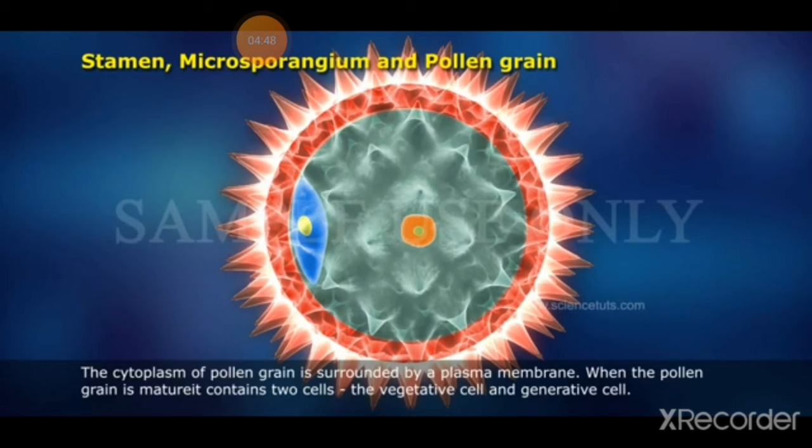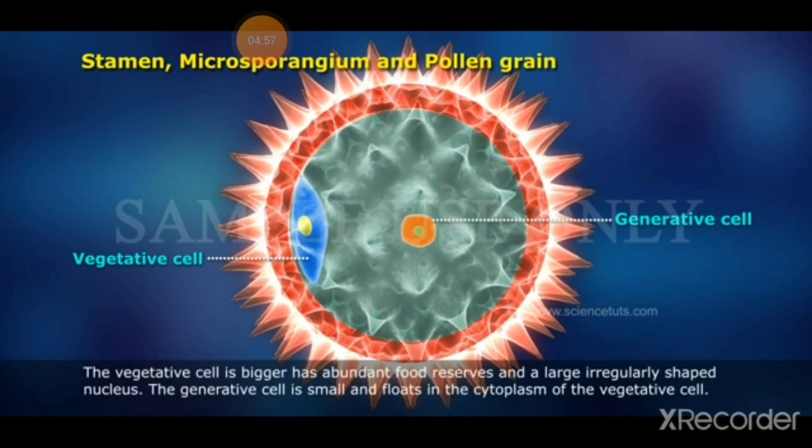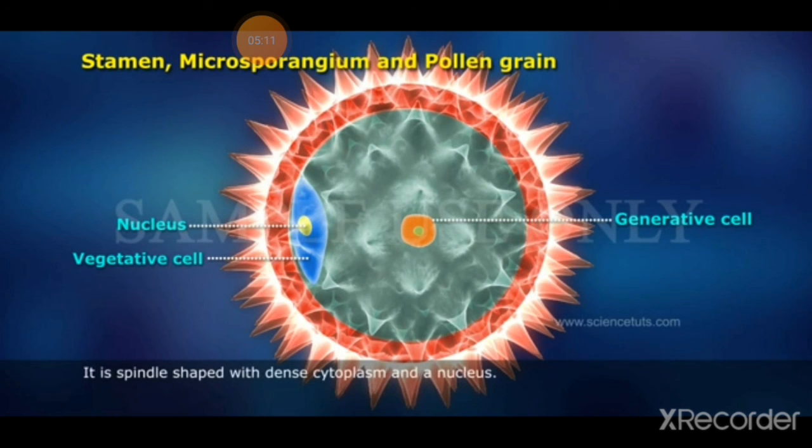When the pollen grain is mature, it contains 2 cells, the vegetative cell and the generative cell. The vegetative cell is bigger, has abundant food reserves, and a large, irregularly shaped nucleus. The generative cell is small and floats in the cytoplasm of the vegetative cell. It is spindle-shaped with dense cytoplasm and a nucleus.